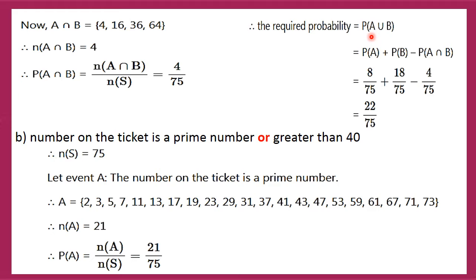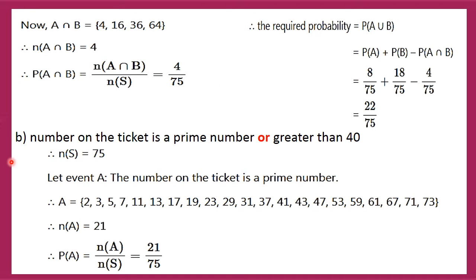So by addition theorem we know that P of A union B is equal to P of A plus P of B minus P of A intersection B. Substitute all the probabilities. P of A is 8 upon 75, plus P of B is 18 upon 75, minus P of A intersection B is equal to 4 upon 75, and on simplification we will get 22 upon 75 is the required probability.